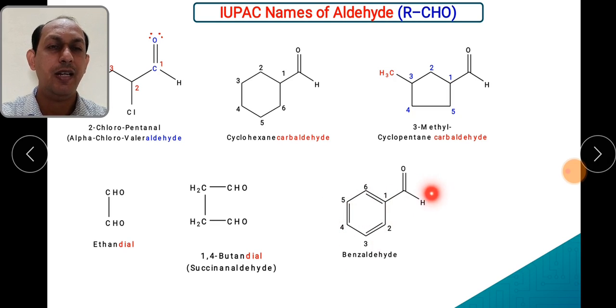Benzaldehyde, this is aromatic aldehyde having general structure Ar C double bond O H. Benzaldehyde, remember this particular structure, very important molecule, benzaldehyde.